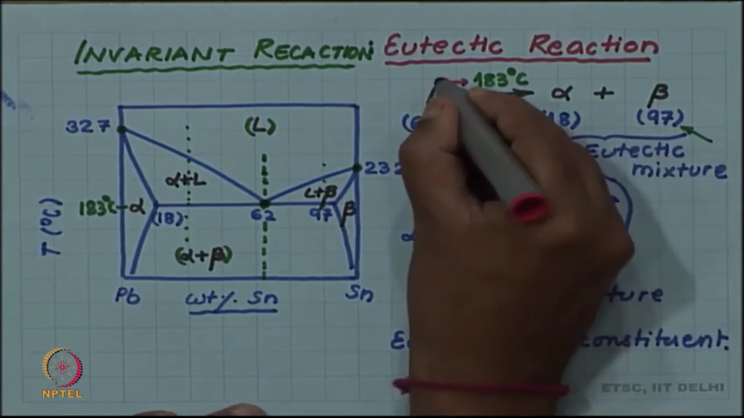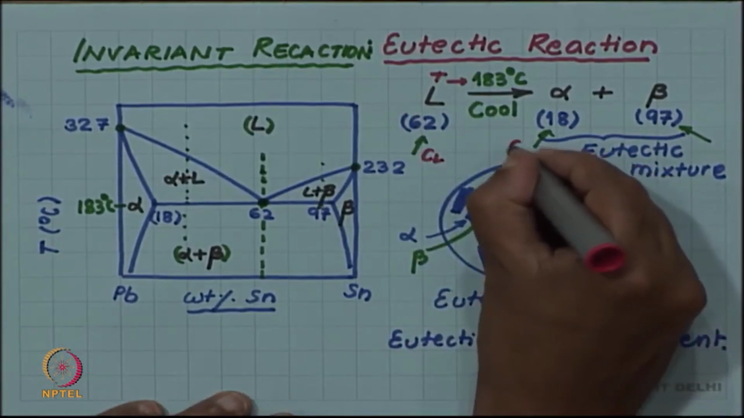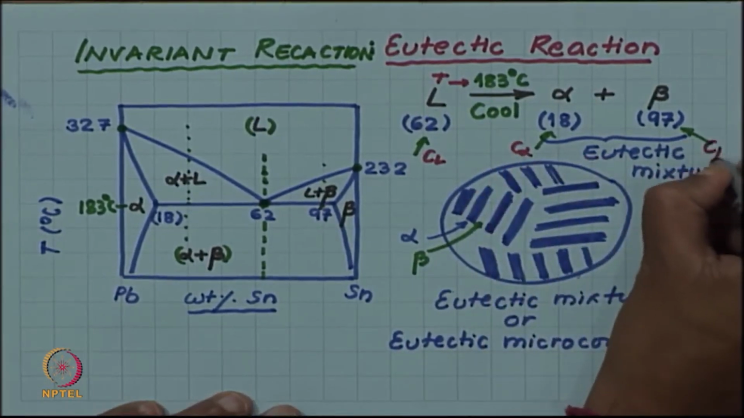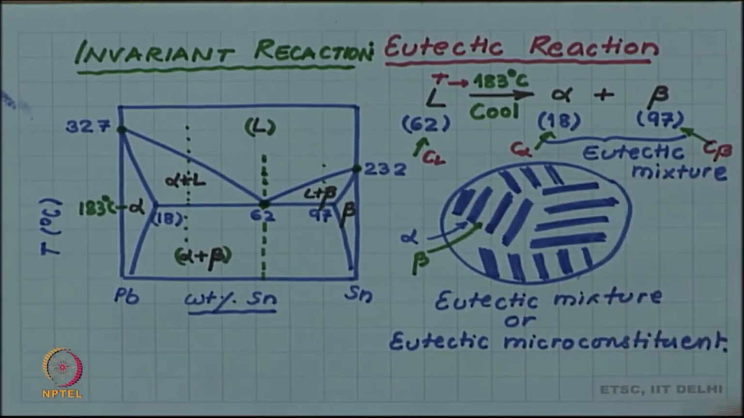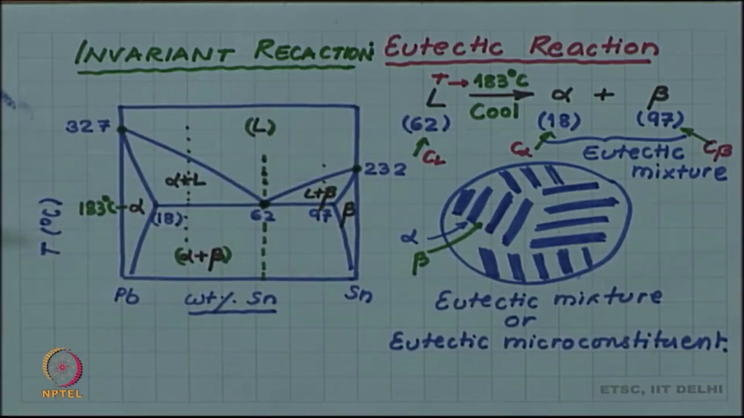So, neither the temperature nor the composition of the liquid phase, the alpha phase or the beta phase is a variable when this reaction happens. So, since all these three compositions and the temperature are fixed during the eutectic reaction, we call such reaction an invariant reaction, and eutectic reaction is one example of such reaction. We will have opportunity to look at several other invariant reactions during the discourse.